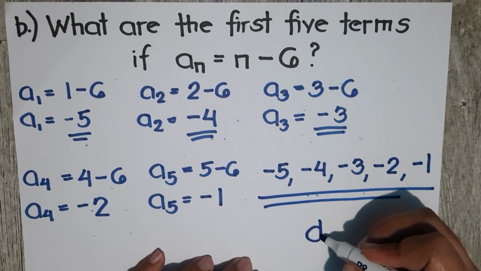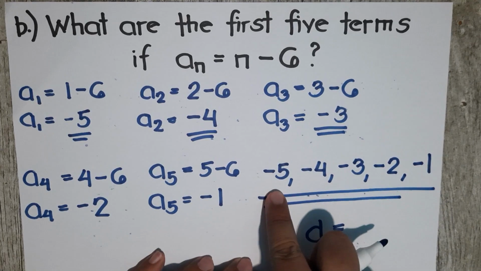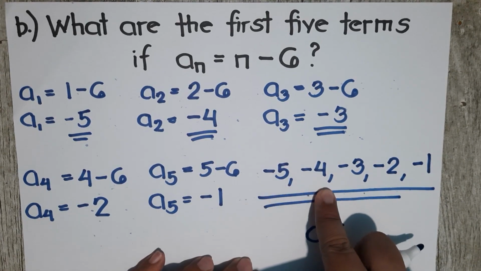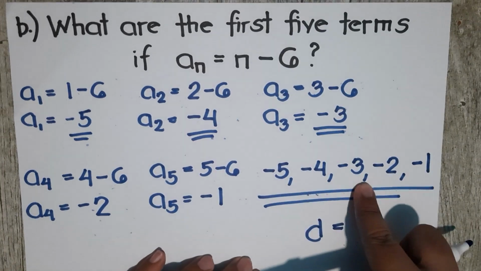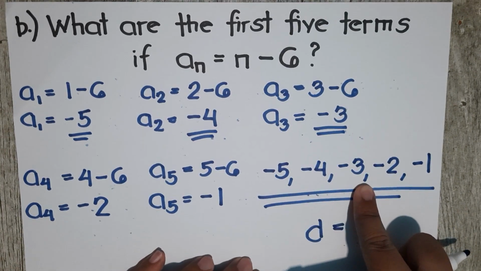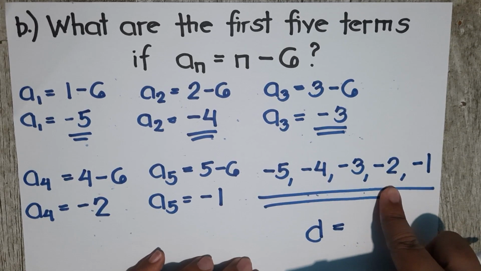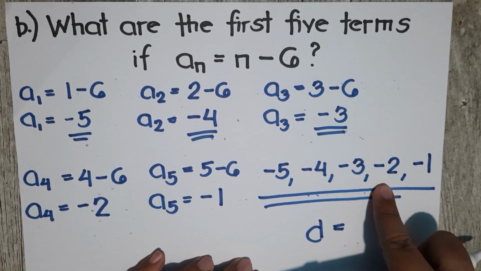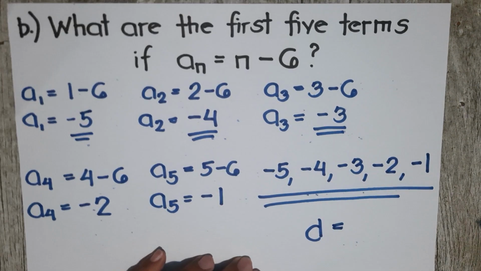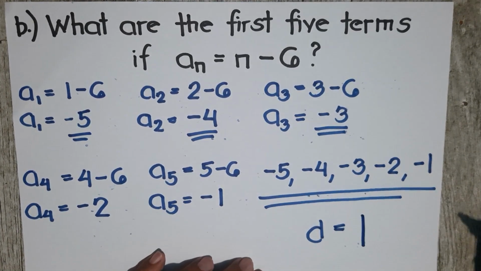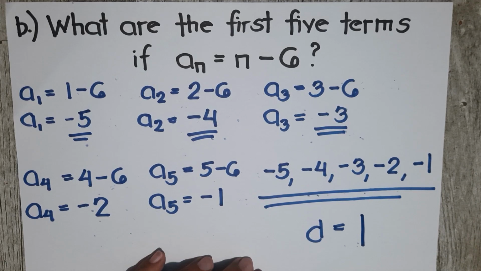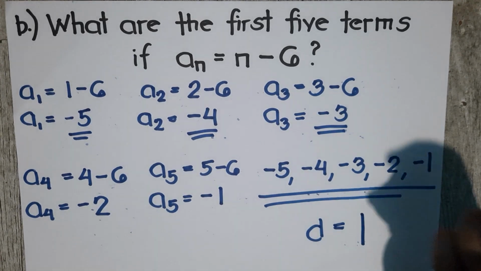And our common difference is, from negative 5 to negative 4, we add positive 1. Negative 4 to negative 3, we add positive 1. Negative 3 to negative 2, we add positive 1. And negative 2 to negative 1, we add positive 1. So which means our common difference is positive 1. We'll go to our last example.